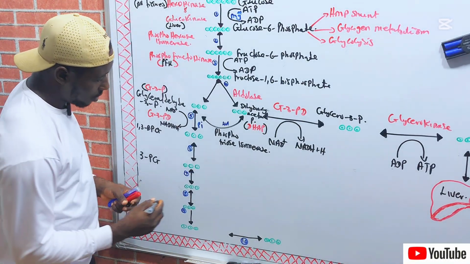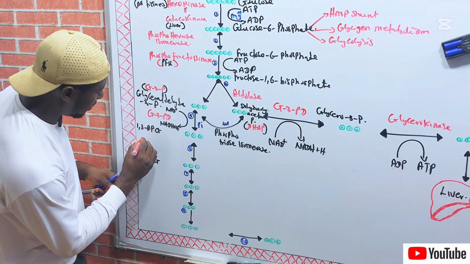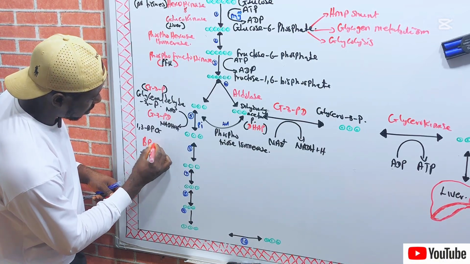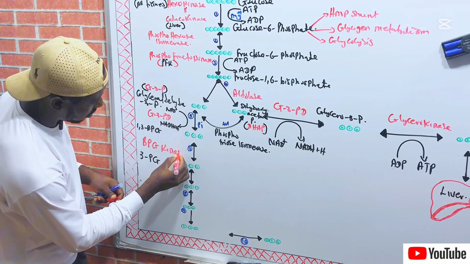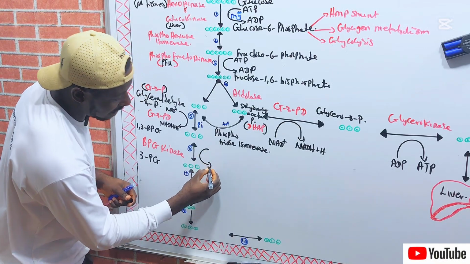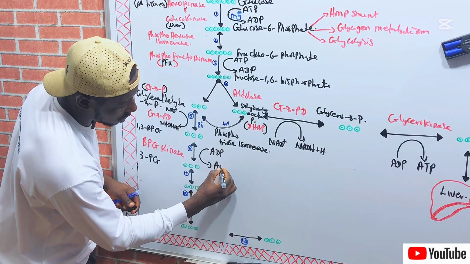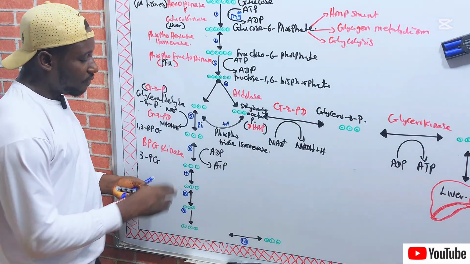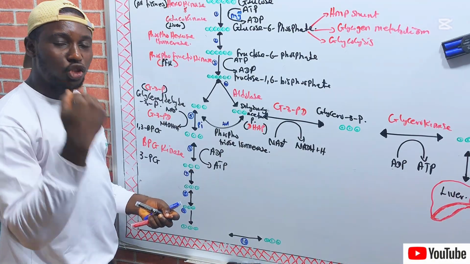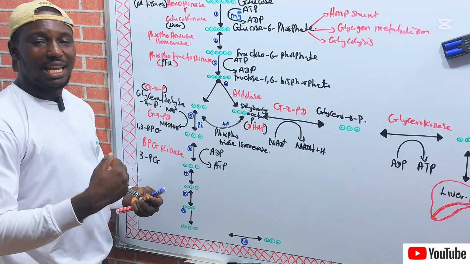So the enzyme here is bisphosphoglycerate kinase. So energy is being produced. That means ATP is being produced. ADP will be converted to produce what? ATP. This step is the substrate level phosphorylation of glycolysis, because ATP is generated without referring to the electron transport chain.